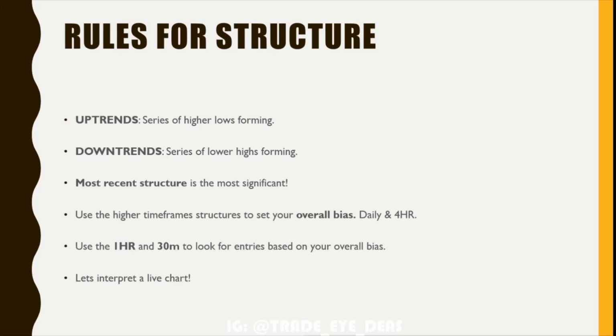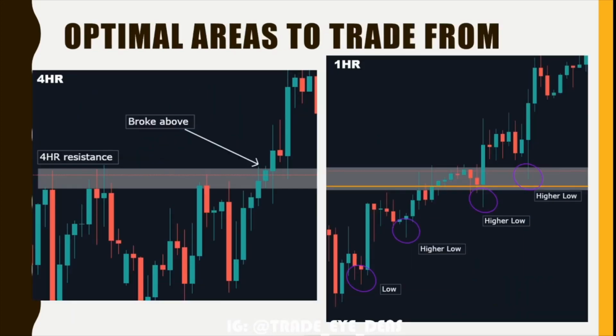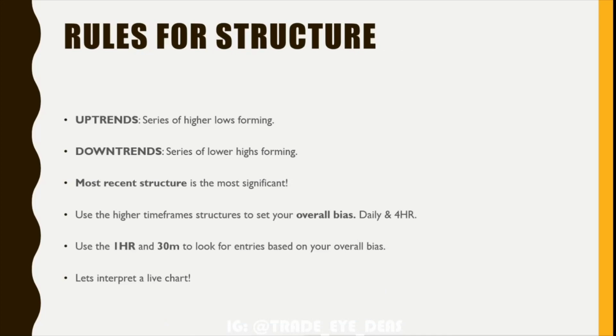Now we're going to use the 1 hour and 30 minute to look for entries on your overall bias. So like we showed in the previous example, let's just go back to it here. This was the time frame we were getting our overall bias from. We saw that we broke above these highs, this structure level on the 4-hour, and then we zoomed down into the 1 hour and we would be looking for entries on here. Hopefully that makes sense.